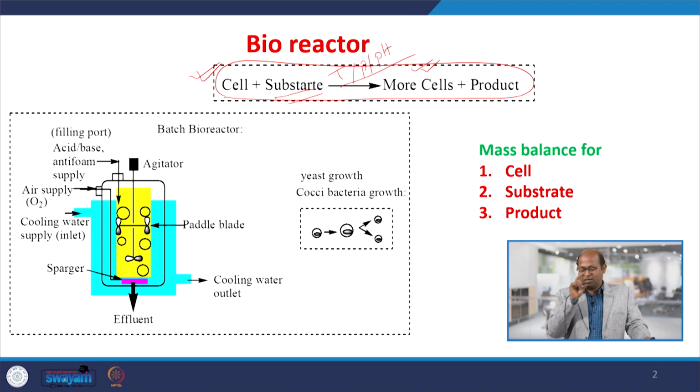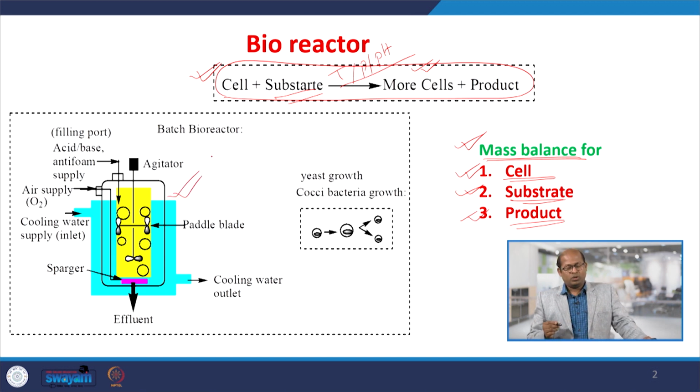Here, if we notice the components in the reaction, for a mass balance there is the cell component, the substrate, and third, the product. So these are the three components inside a bioreactor. Once we do the material balance for these components, we can find what the concentration of the cells, the substrate, and the product would be at different times.